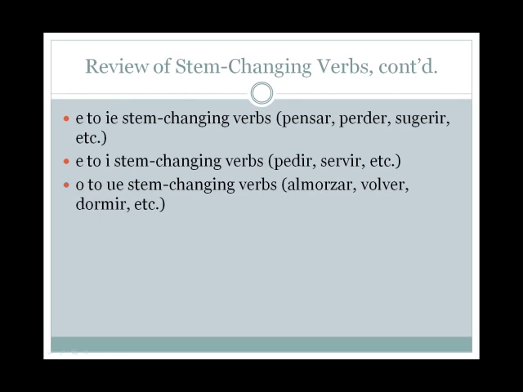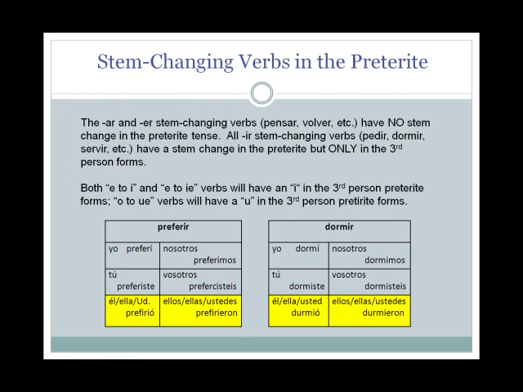If we conjugate pensar, it's yo pienso, tú piensas, él, ella, usted piensa, nosotros pensamos, no stem change there, vosotros pensáis, again no stem change, and ellos, ellas, ustedes piensan. Then we have verbs that have an E in the stem, which changes to I. For example, pedir: pido, pides, pide, pedimos, pedís, and piden. And then we have verbs that have an O in the stem, which changes to UE when it's conjugated. For example, almuerzo, almuerzas, almuerza, almorzamos, no stem change, almorzáis, no stem change, and almuerzan. So that's how stem-changing verbs worked in the present tense when we learned those in Spanish 101.